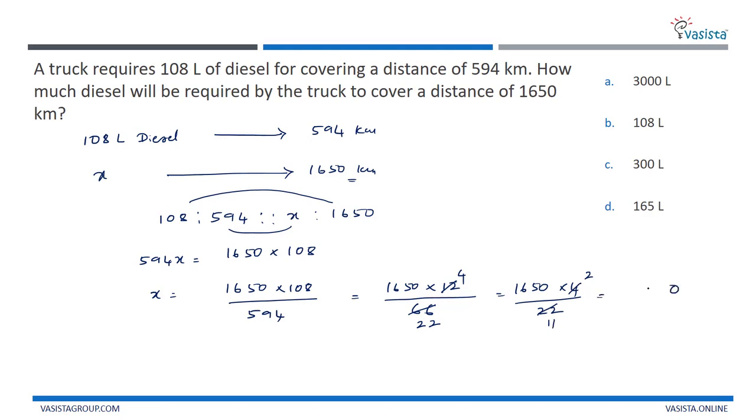2 zeros are 0, 2 5s are 10, 1 carry, 2 6s are 12 plus 1 is 13, 1 carry, 2 1s are 2 plus 1 is 3, by 11. Now divide this. 11 1s are 11, 11 3s are 33. So we need 300 liters of diesel to cover a distance of 1650 kilometers. So the answer is 300 liters. Hope you understood.